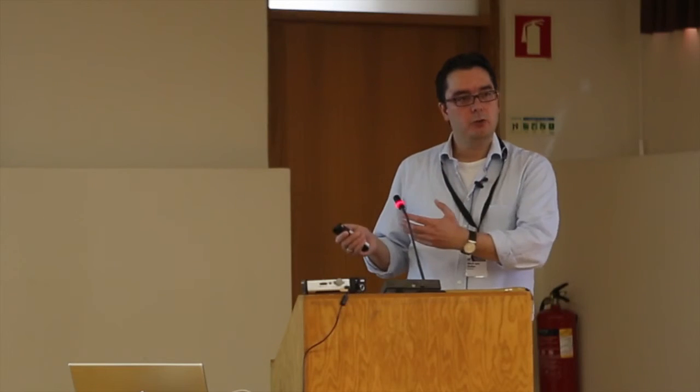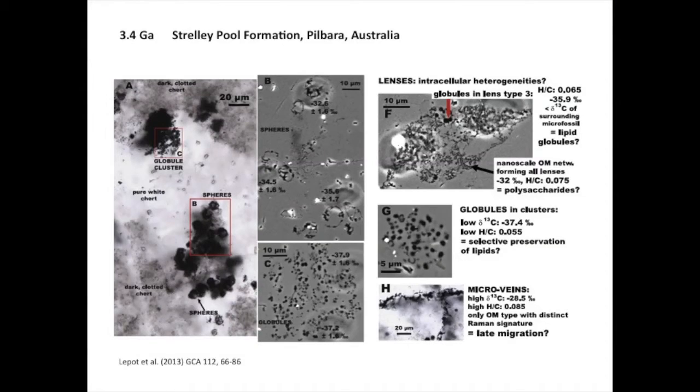And of course, what people are now doing is combining all these in situ analytical techniques to completely characterize these kind of structures. This is a study by Lepault et al. Here they look at, again, these structures that are found in the Strelly Pool Formation. And they combined all these in situ analytical techniques to show that certain structures have certain delta C13 values, have certain H to C ratios, have sometimes preservation of lipids, question mark, and that sometimes we see differences in Raman spectra between these structures in the same rock. So there are now many possibilities to better characterize all these organic microstructures.